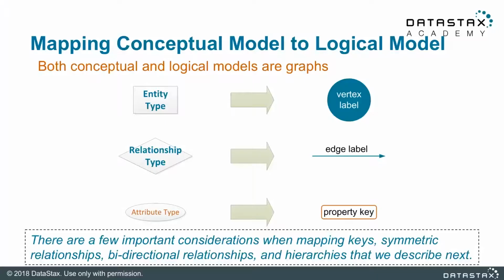Next, we map our conceptual data model onto our logical data model. What's great about this step is that when you're working with graph, the mapping is really simple and straightforward. Entities become vertex labels, relationships become edge labels, and attributes become properties on each of those. There are a few special considerations though, so let's talk about those.